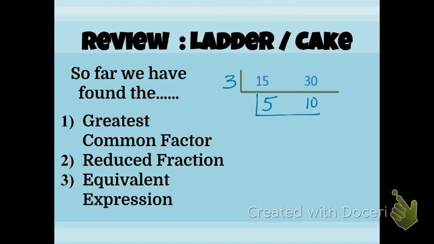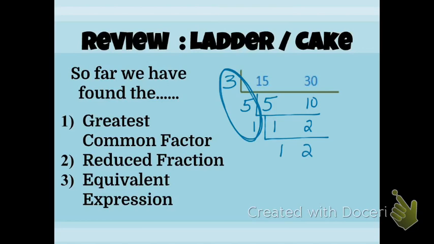Common factors between 5 and 10? 5, right? So 5 goes into 5, 1. Yep, and into 10? 2 times. Common factors between 1 and 2? 1. Only 1. So we know 1 and done. Okay, so now we've made the cake. And remember what we did. We said all of this on the left makes up the greatest common factor. We multiply those 3 numbers together to get the greatest common factor.